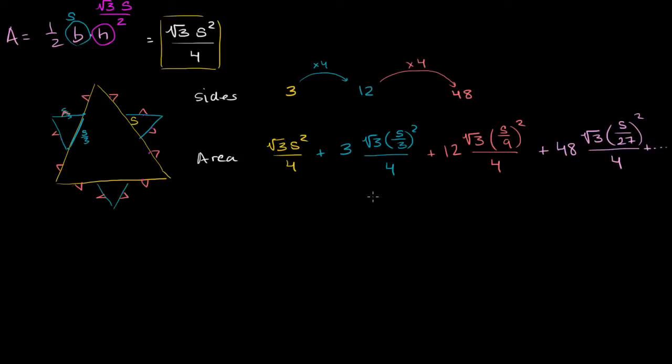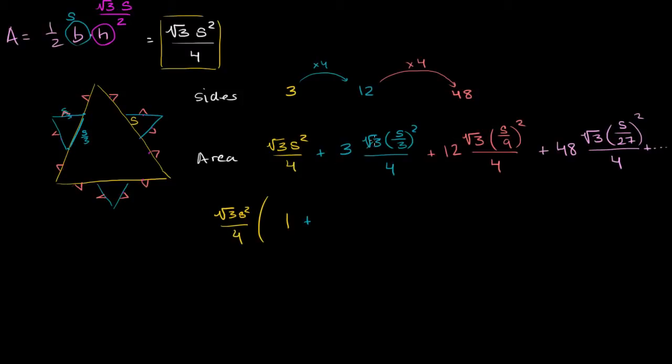So the trick really is finding this infinite sum and seeing if we get a finite number over here. So the first thing I want to do, just to simplify it, let me rewrite it a little bit differently over here. The first thing that might be obvious is that we can factor out a square root of 3 s squared over 4. So if we factor that out from all of the terms, then this term right over here will become a 1. This term right over here is going to become a 3.